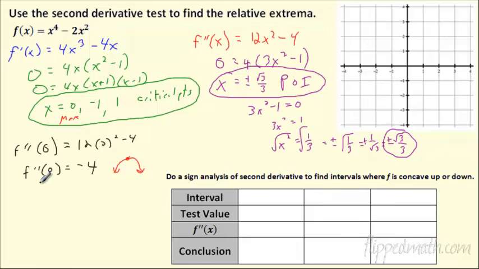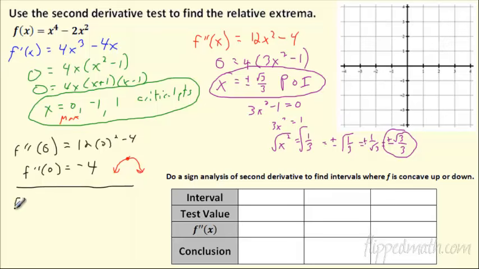Holy cow. So if I had to formally write this up, I'd write something like, because the second derivative is negative, and the critical point is 0, I can say that is a relative maximum because of the second derivative test. Holy cow, that's intense. How about the next one?